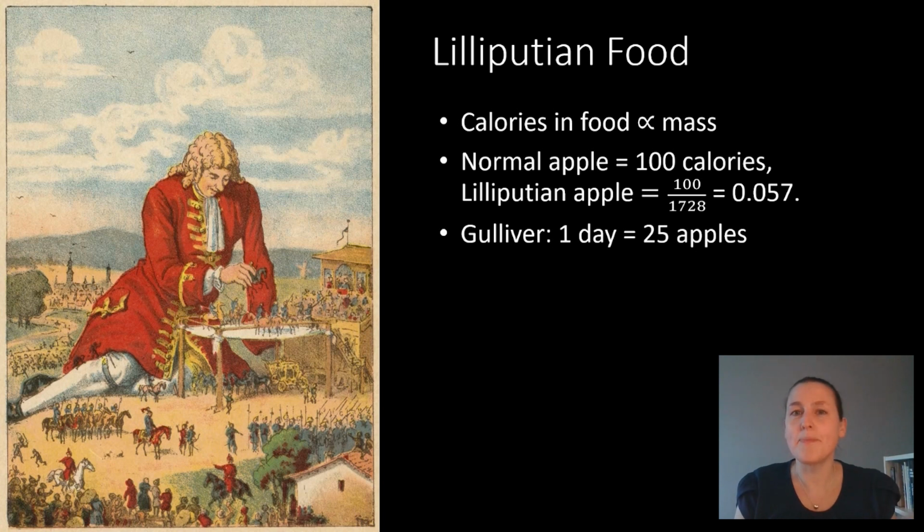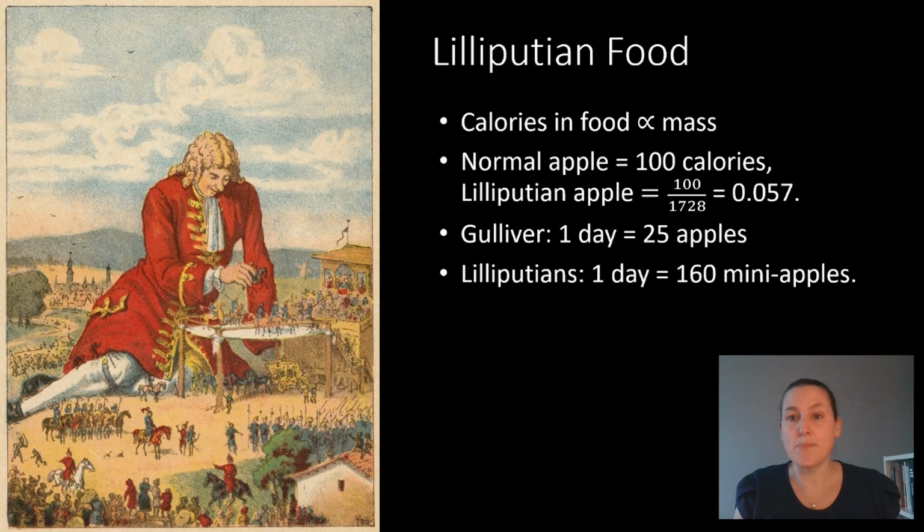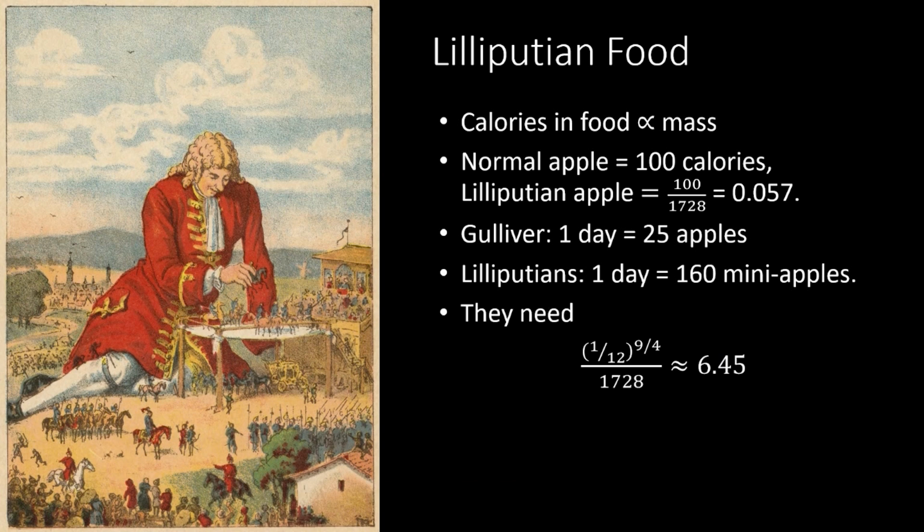But the Lilliputians, their tiny apples contain proportionately much less energy than our big ones, because it's that 1,728 factor that you have to divide by. So they need, you can work it out, 160 of their apples every day to meet their energy requirements. And you can do it more generally and work out that they'd actually need about 6.45, 6.5 times as much of their food per day as we need of our foods. If we're eating a steak, they would need 6 of their tiny steaks to get the same amount of energy.